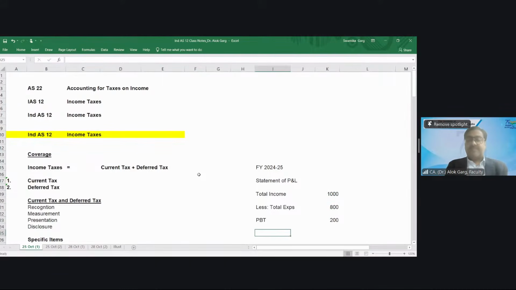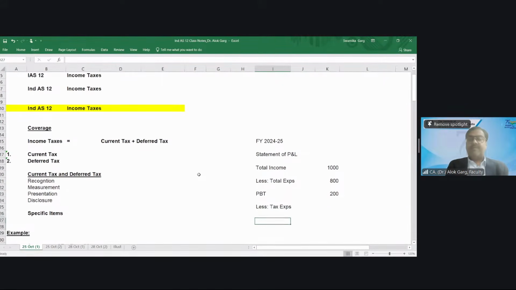Now, less tax expenses. In tax expense, there is a provision for current tax. Instead of provision for current tax, let me write current tax. What is this current tax? How is this current tax going to be computed or calculated? Sir, current tax is computed as per IT provisions. Very good. Current tax has to be computed as per the IT provisions, income tax provisions.